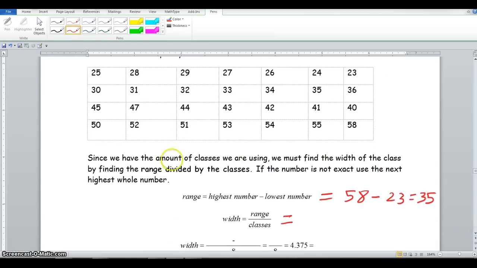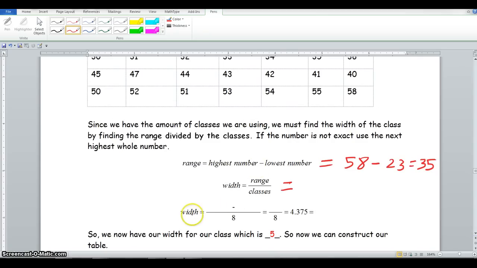Since we have the amount of classes we are using, we must find the width of the class by finding the range divided by the classes. If the number is not exact, use the next highest whole number. So now we have the range: the highest number minus the lowest number. The highest number in this set of data is 58. The lowest number is 23. 58 minus 23 is 35.